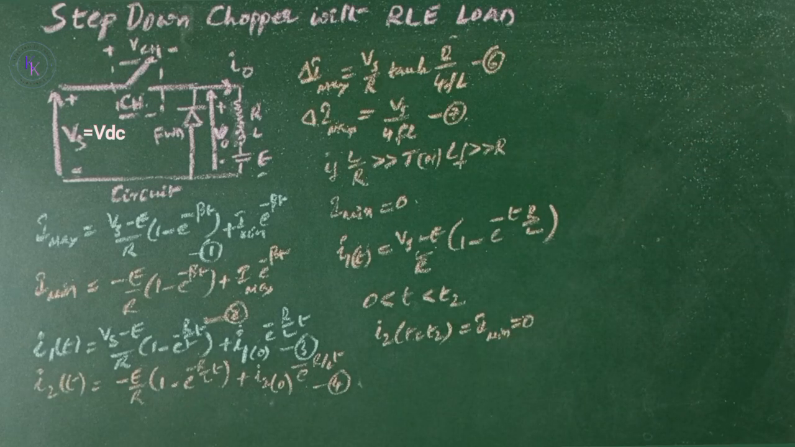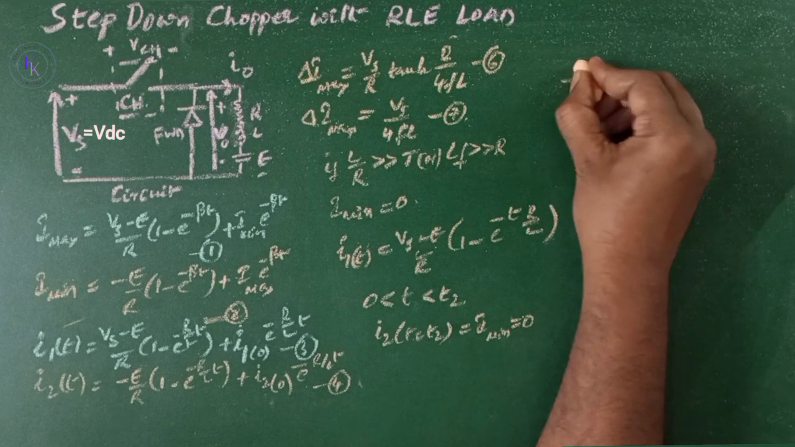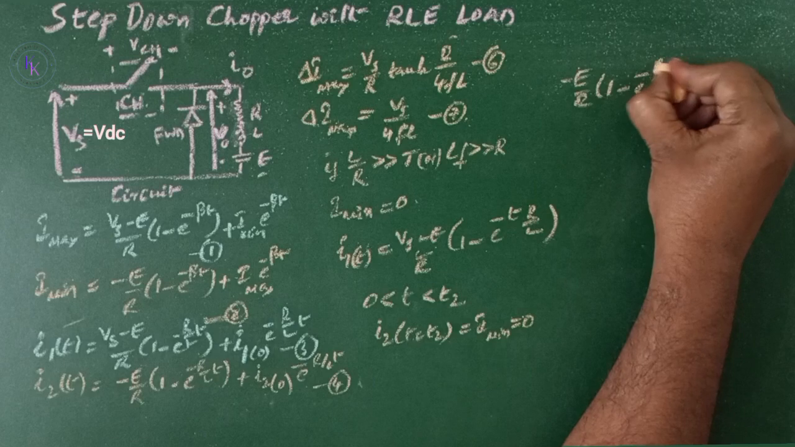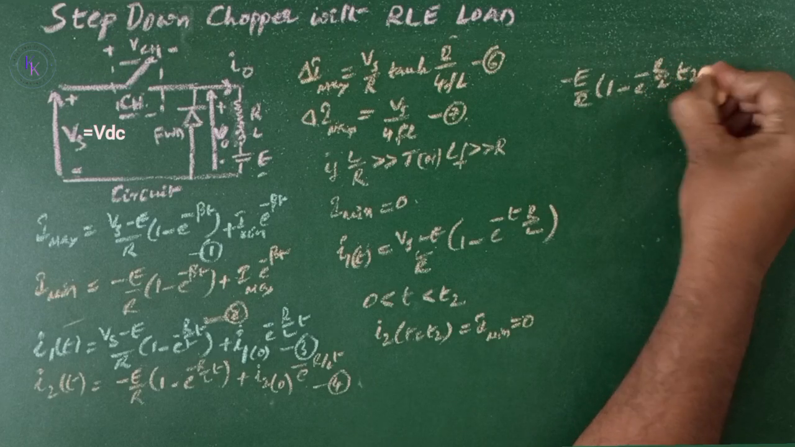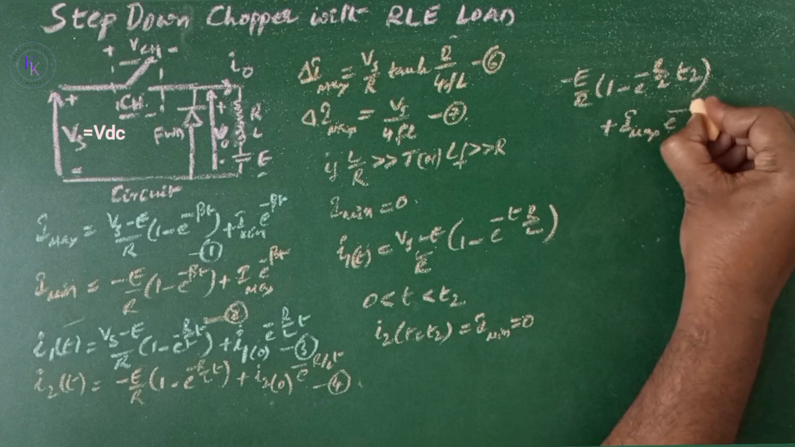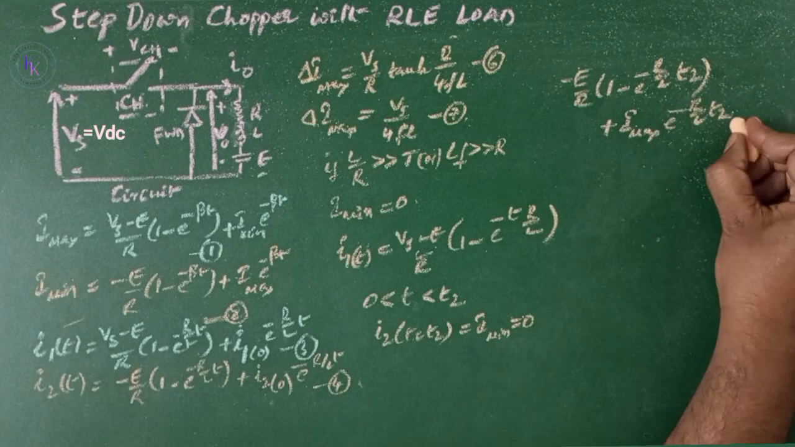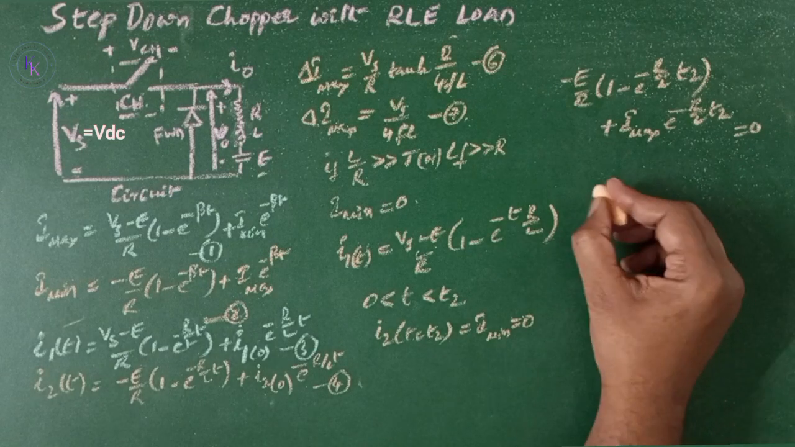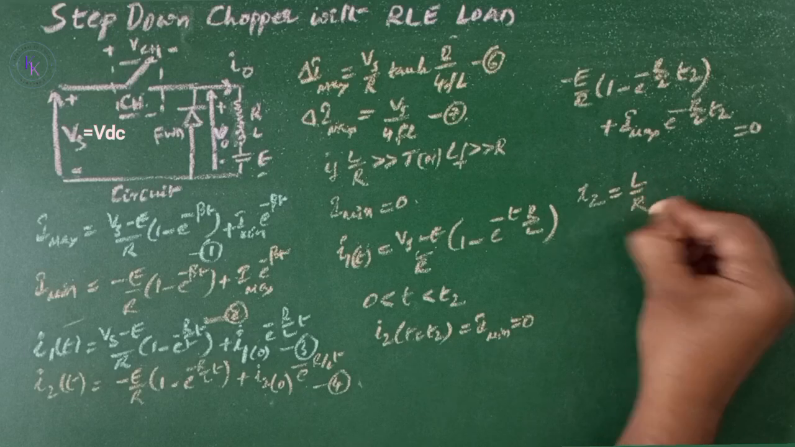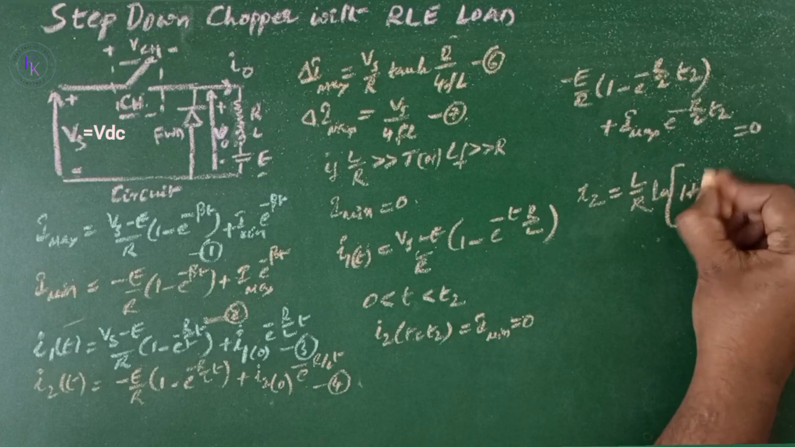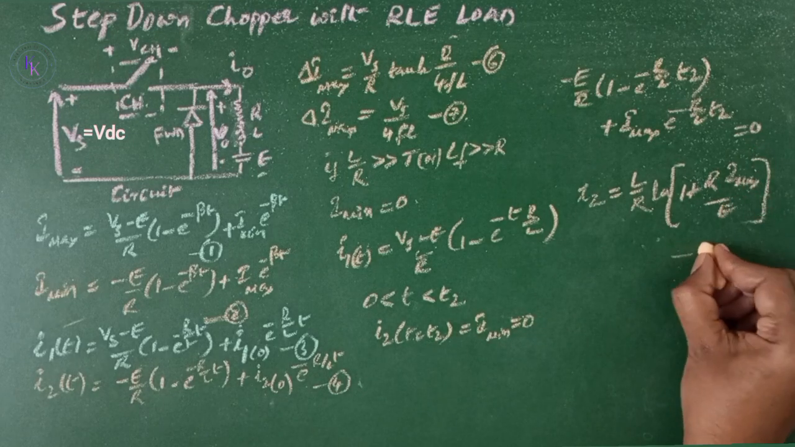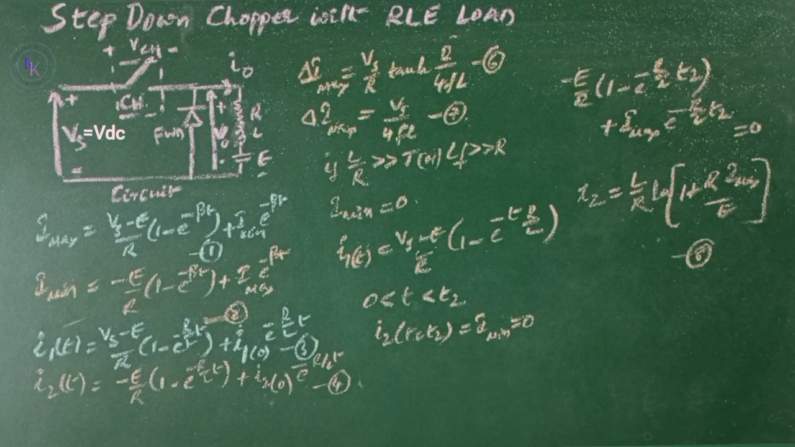Substitute here the time t2, then you will get −E/R of (1 − e^(−R t2/L)) + I max e^(−R t2/L) = 0. Now, when you solve this for t2, you will get t2 = L/R ln(1 + R I max/E). That is equation number 8. t2 is nothing but the turn off time here.